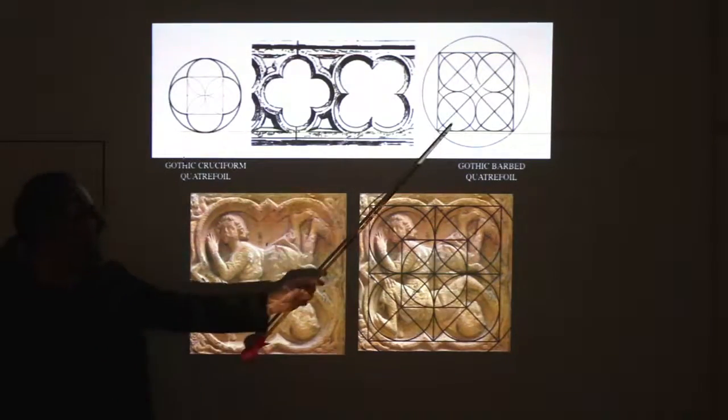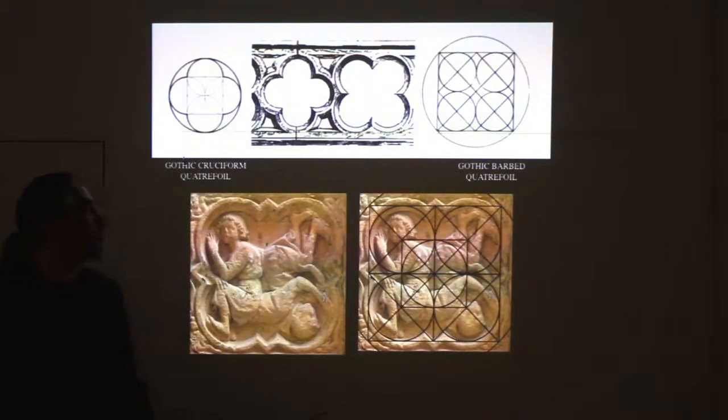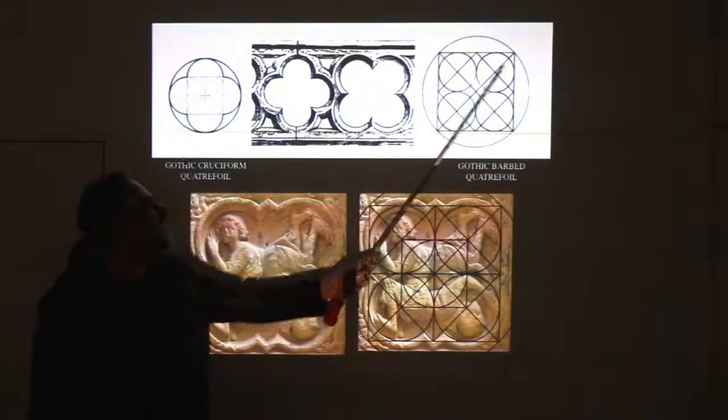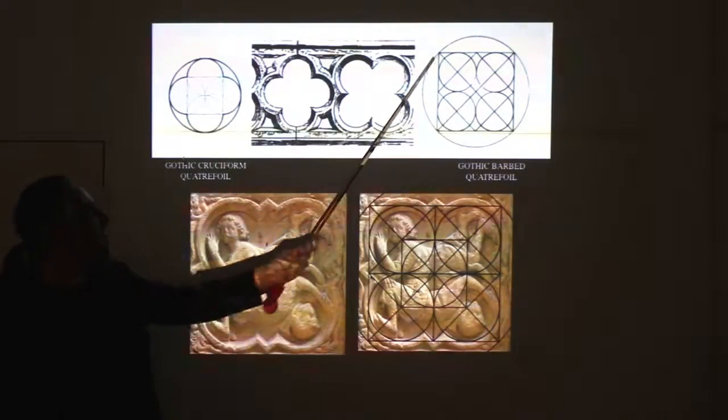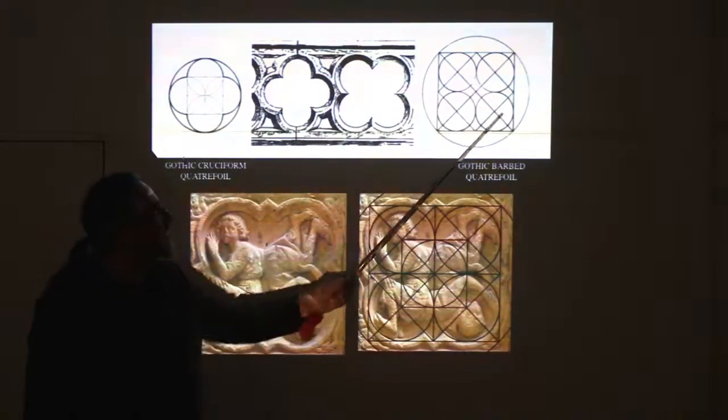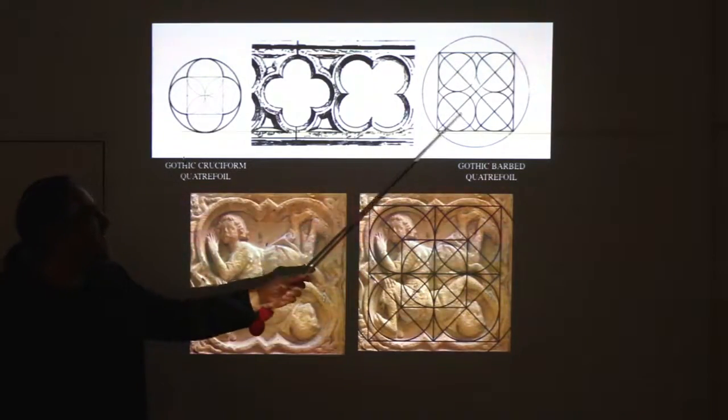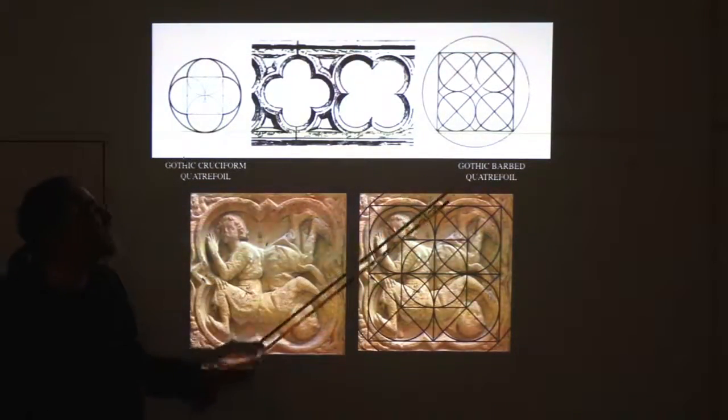And we're going to focus on this design, the barbed quatrefoil, which is basically you have a square, you put an X in the square, and then you put a rhombus or diamond as well, which is the turned square.